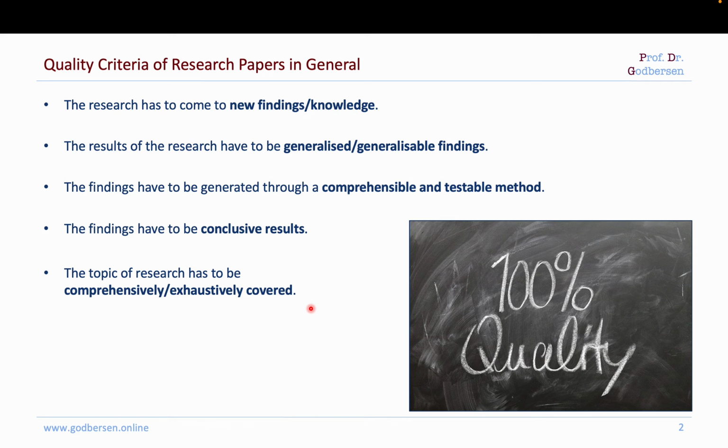And if you adhere to these general rules, you will have a great research paper. You come to something new, this new finding is generalizable, you have a solid method that is comprehensively explained, your results are conclusive, and you've covered your topic exhaustively. Very happy days. Then you will have a great paper with almost certainty.